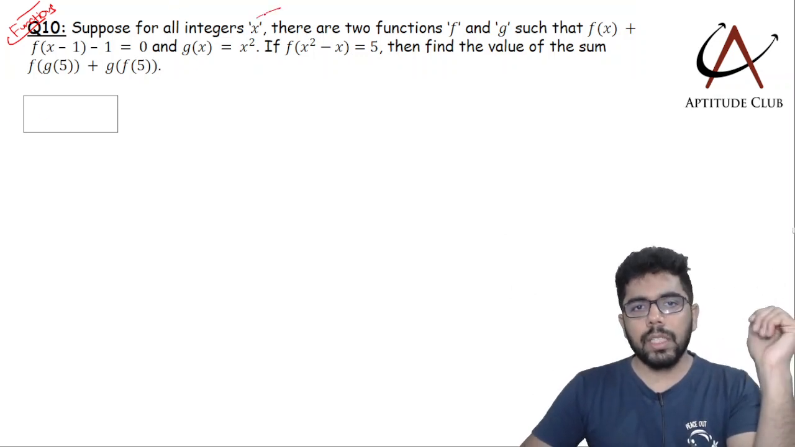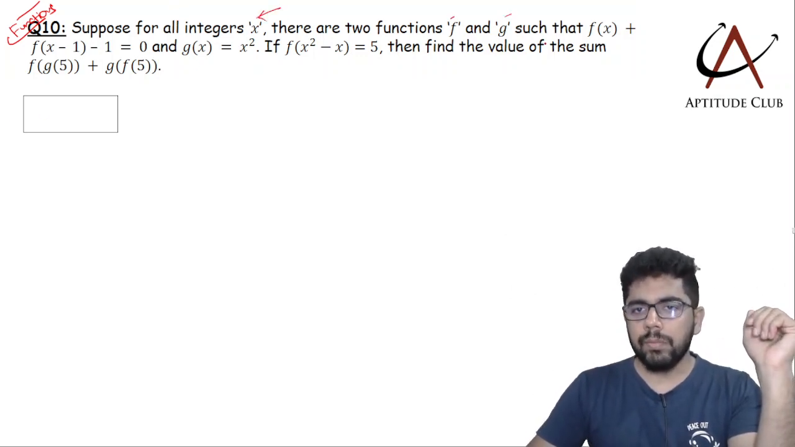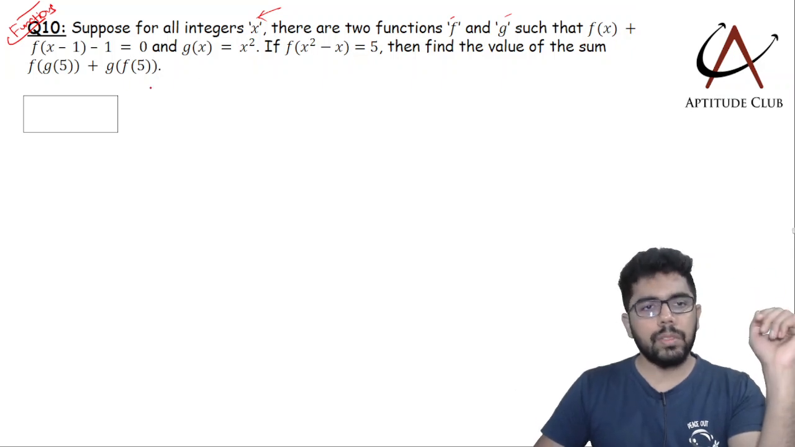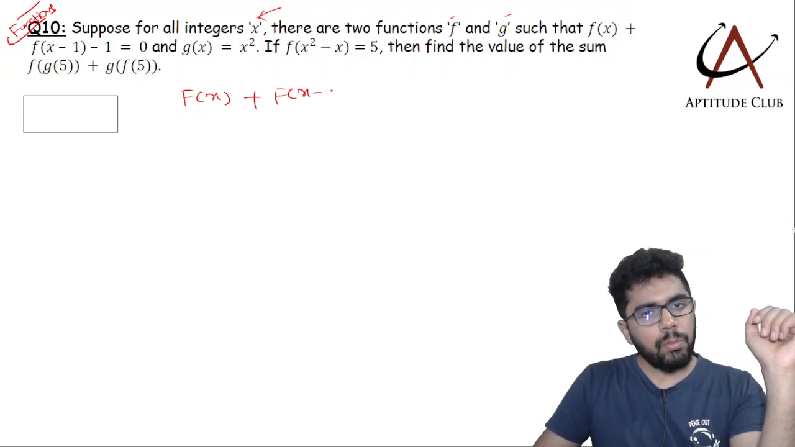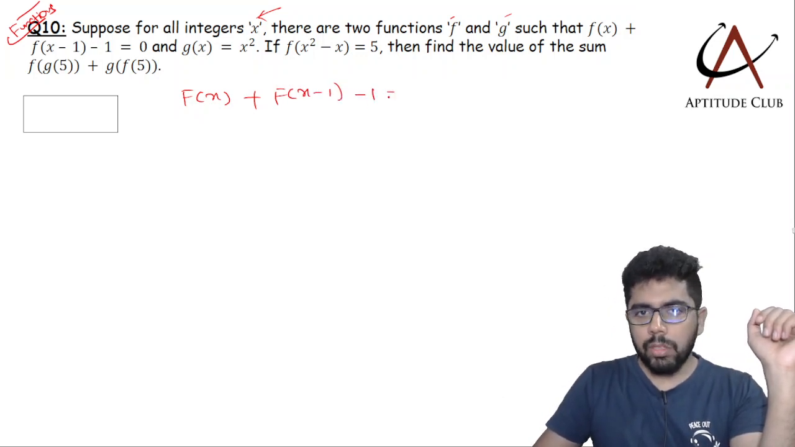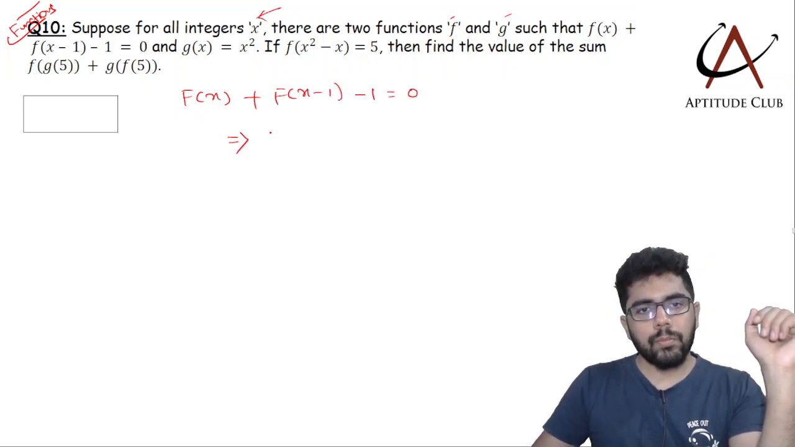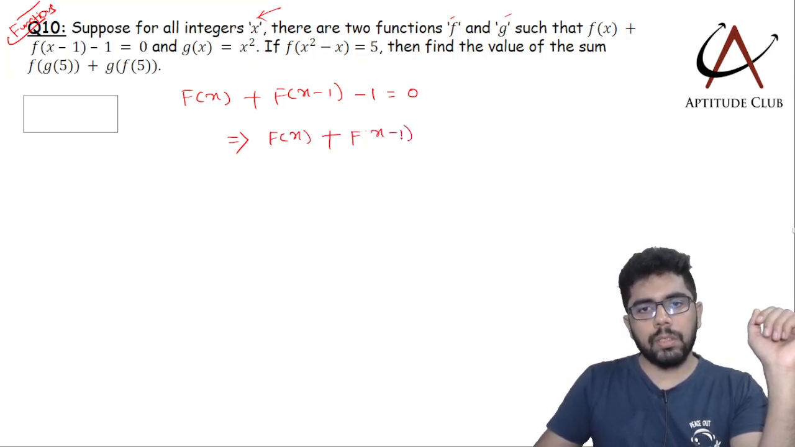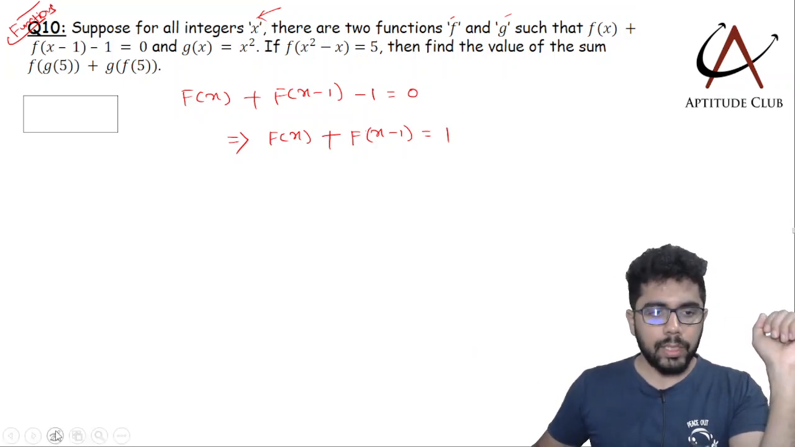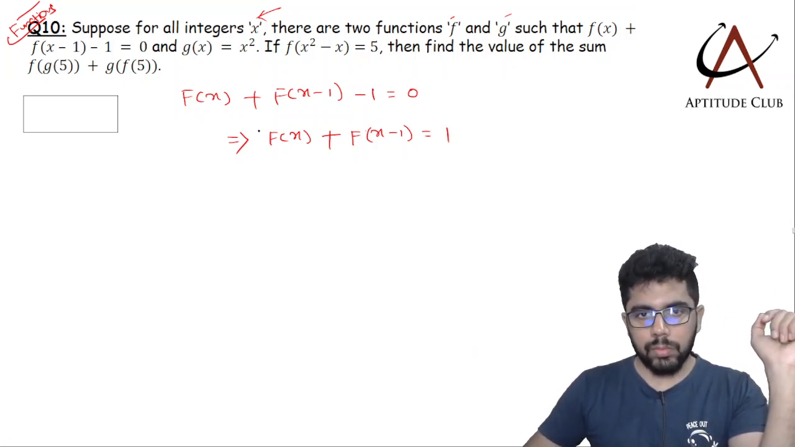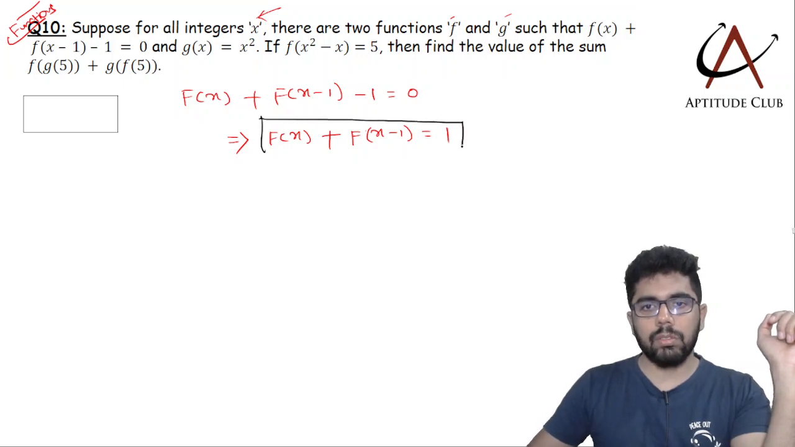Now for all integers x, there are two functions f and g, such that first function f is defined in this way. We have f of x plus f of x minus 1 is equal to 1. Let's play around with this equation. This will give us a very important conclusion.